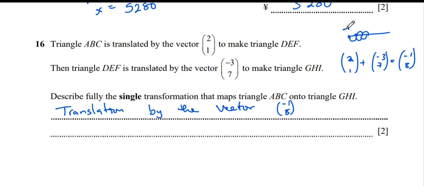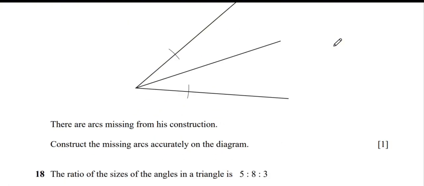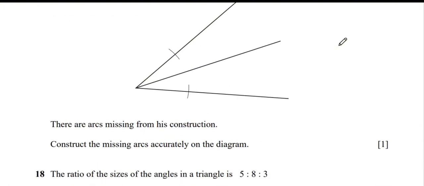Let's move to the next question, which is on construction. Let's see the question. They say that Rajiv bisects an angle. Here is his construction. They say that there are arcs missing from this construction. Construct the missing arc accurately on the diagram.